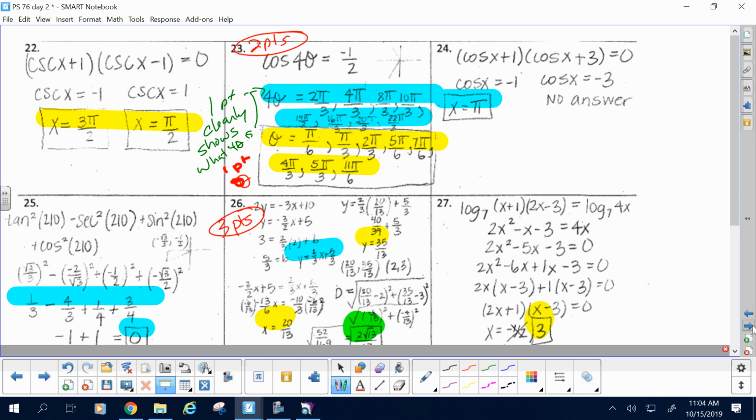Factors as you see, cosine plus 1 or cosine plus 3. Cosine equal -1 would imply theta equals pi. Cosine cannot equal -3, so there's no answer there. 25. Verify that your individual results are correct.